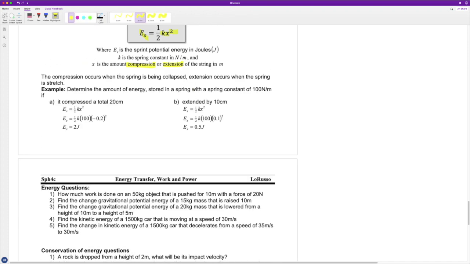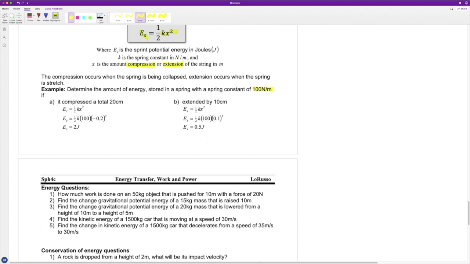Determine the amount of energy stored in a spring with a spring constant of 100 newtons per meter, which means that for every meter you compress or extend a spring, you get 100 newtons of force out. So with 2 meters, you get 200 newtons. 3 meters, you get 300 newtons, so on and so forth.